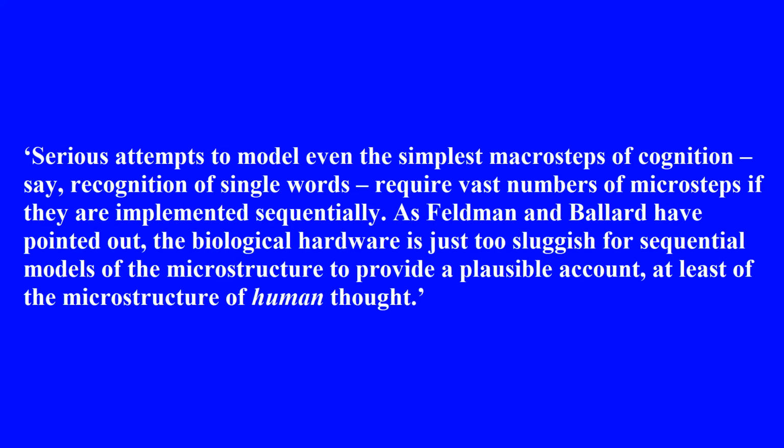It's established early on in the book that serial processing mechanisms simply wouldn't relate to human cognitive abilities in any useful way. Serious attempts to model even the simplest macro steps of cognition, say recognition of simple words, require vast numbers of micro-steps if they're to be implemented sequentially. As Feldman and Ballard have pointed out, the biological hardware is just too sluggish for sequential models of the microstructure to provide a plausible account, at least of the microstructure of human thought. With this in mind, we can see the potential utility of parallel distributed processing in comparison to serial processing.